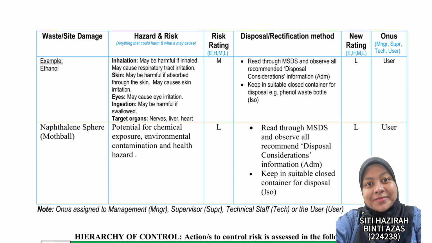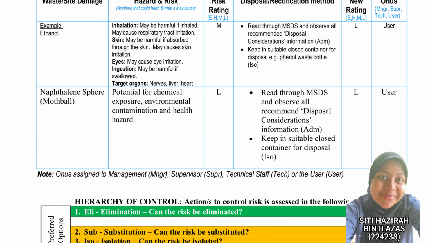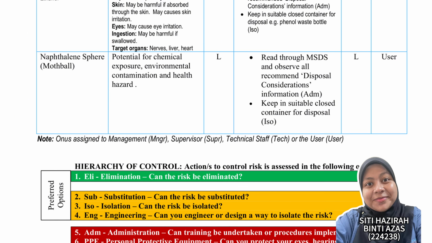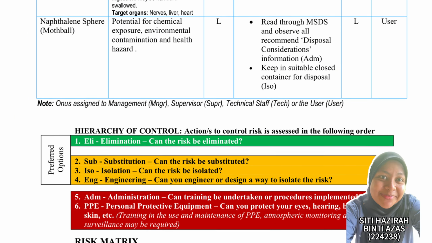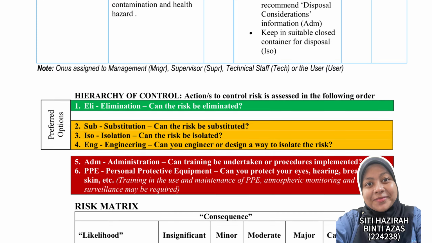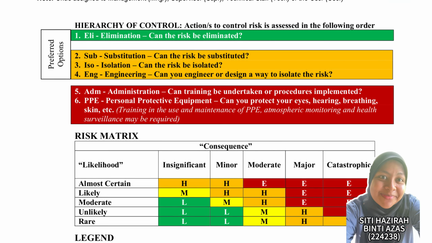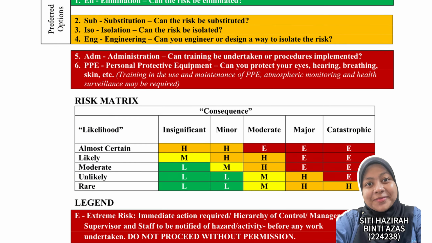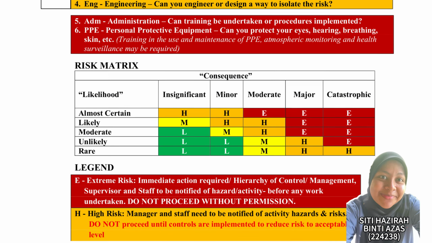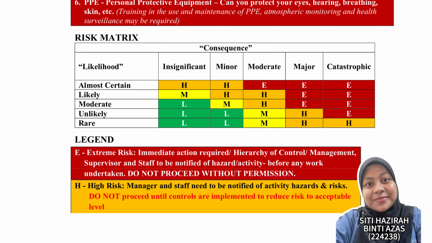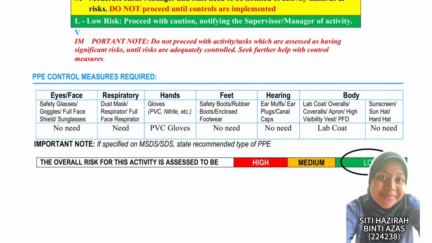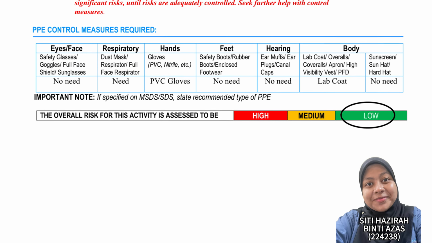The third one is handling the naphthalene sphere, where the risk is skin contact, and to control it, we need to use gloves. And for the waste, we can find the naphthalene sphere, where the hazard is potential chemical exposure, so we need to keep it in a suitable closed container for disposal. The overall risk for this activity is assessed to be low.